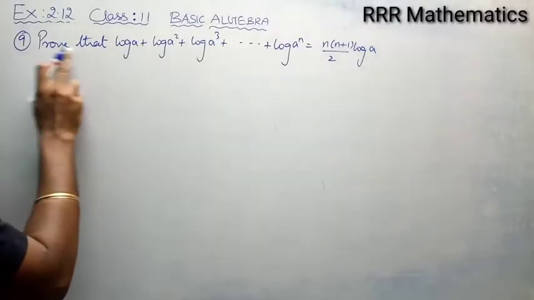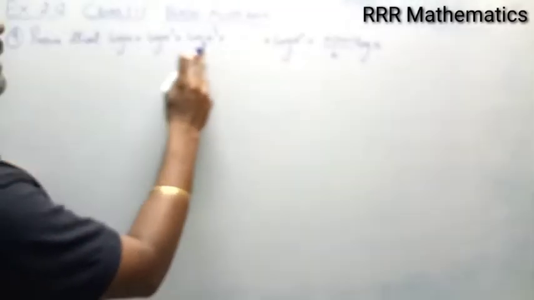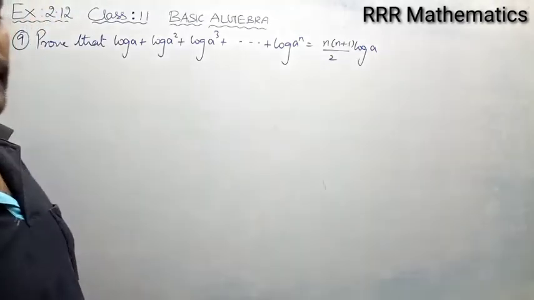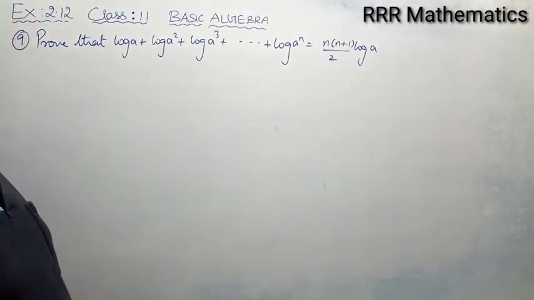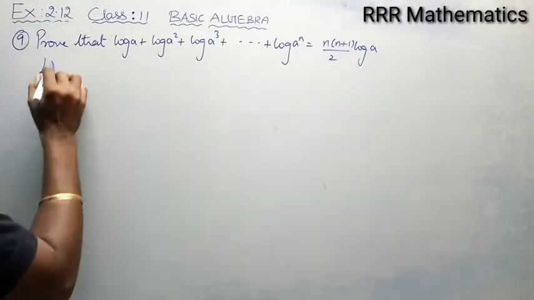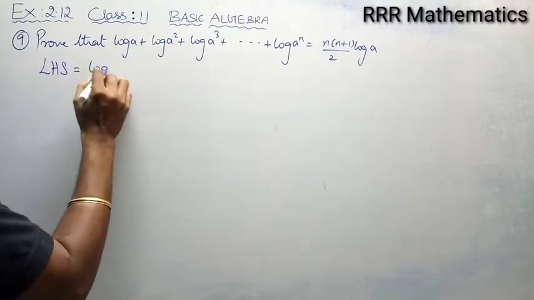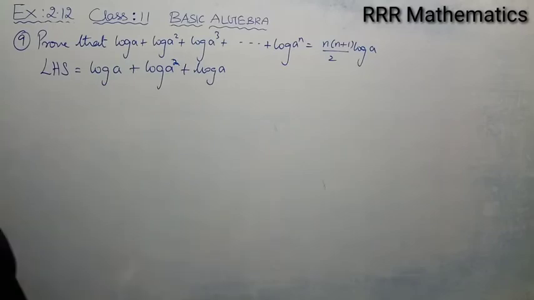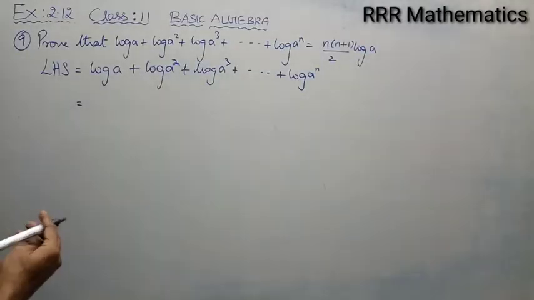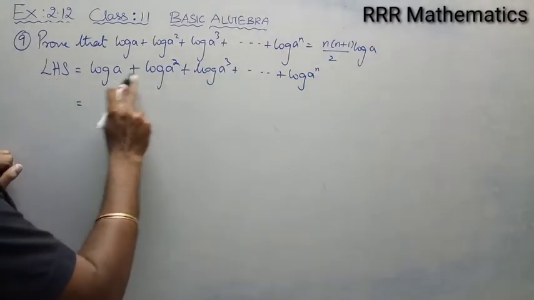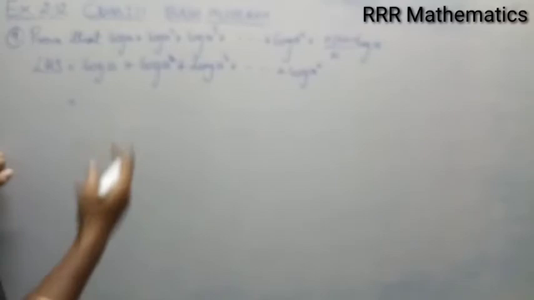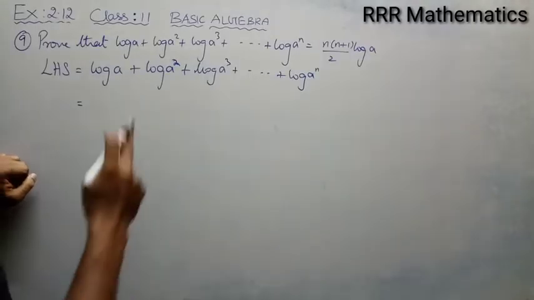Now question number 9. Prove that log a plus log a square plus log a cube plus etc. log a power n, which is equal to n into n plus 1 by 2 into log a. I will take the left hand side, log a plus log a square plus log a cube etc. log a power n. Easily I can say I want to use power rule.